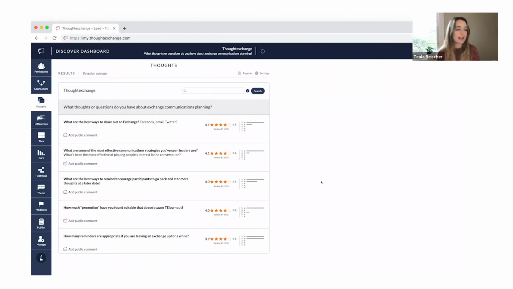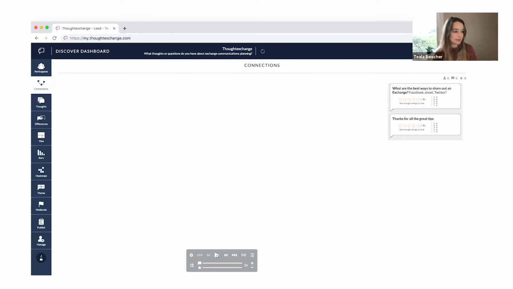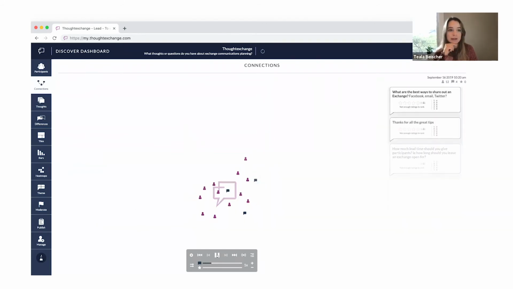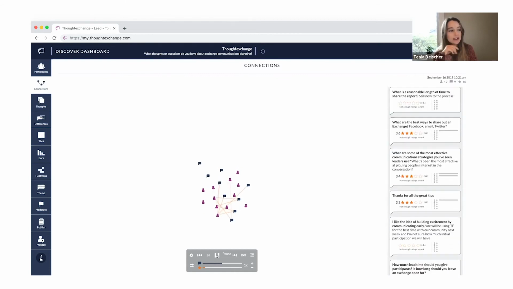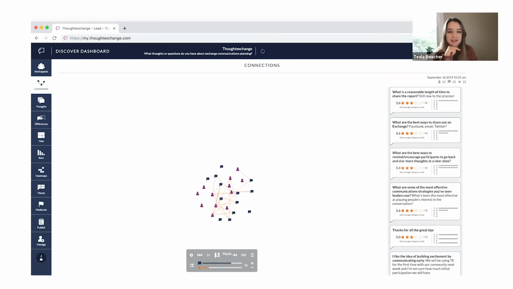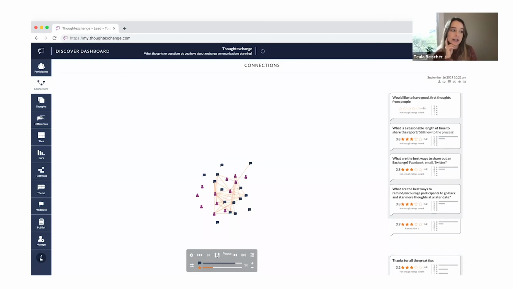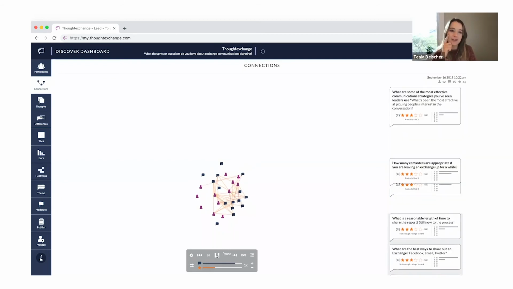Perfect. And while you're rating those last few thoughts, I'm going to show my Connections tab. So this shows thoughts being shared and rated while they're happening. It's a visual representation. If you're ever hosting a live in the room exchange, this can be a really exciting thing to present up on whatever your projector is, so that people, while they're noodling over and rating, have something to look up at.